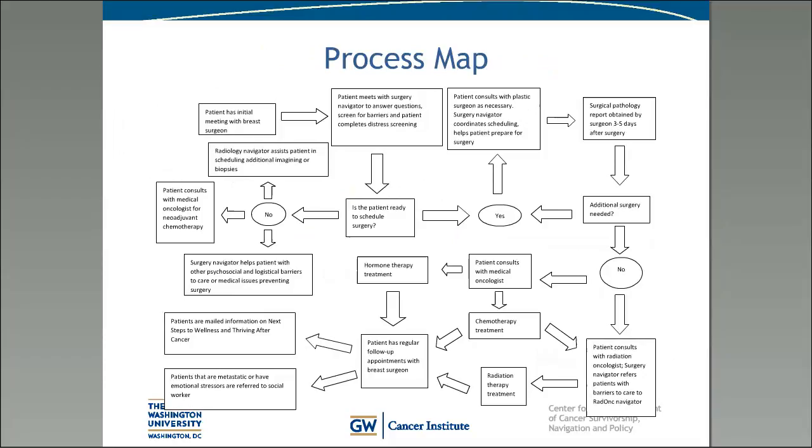So I know that you can't read this slide, but I just wanted to show you another format for presenting the patient experience. So this process map shows where the patient enters the system, what happens at various points, and who's involved at various points. So I really just wanted to show you the image because it's very common to see a process map that uses boxes and arrows to show how something progresses and how a patient would progress through the system.